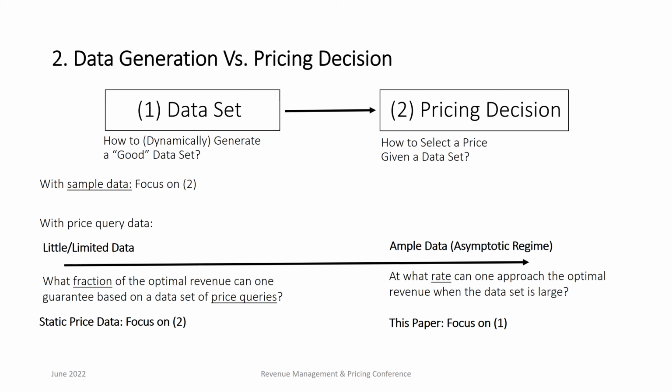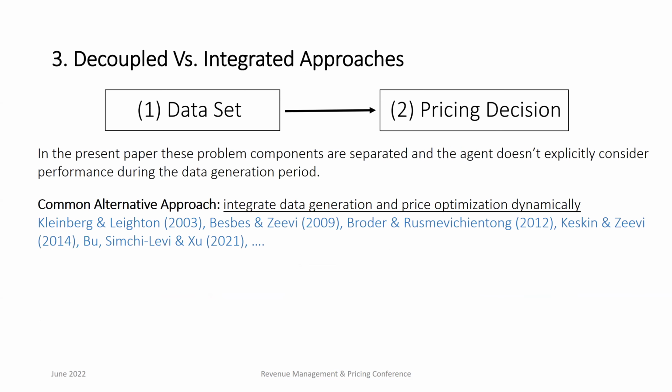And in that sense as well, the paper nicely complements what other papers have been looking at in the RMP literature. Finally, the last perspective, as we mentioned, the present paper basically decouples the question of generating the data set and making the pricing decision, and particularly the agent doesn't explicitly optimize performance during the data generation period.